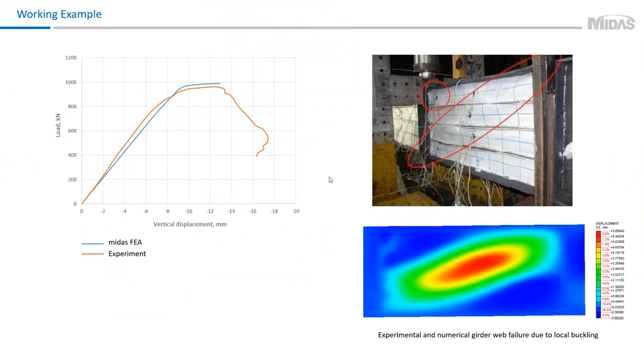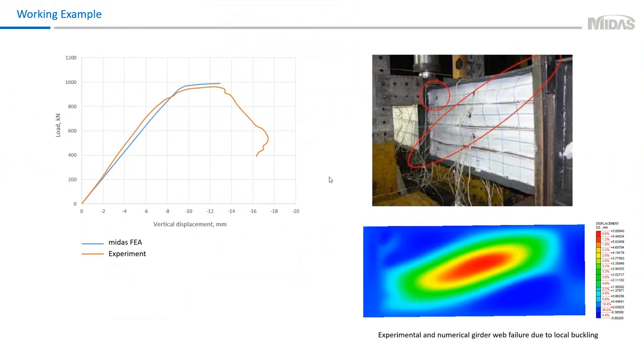The question is, can this check be carried out using Midas Civil for bridges? Actually, the benefit of Midas FEA is that you can work with quite big and complex models. Of course, in Midas Civil, you can perform the same analysis. But in Midas FEA, you can perform a complex analysis of big structures with many elements and a big stiffness matrix.